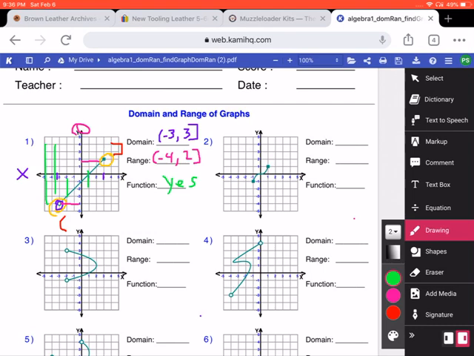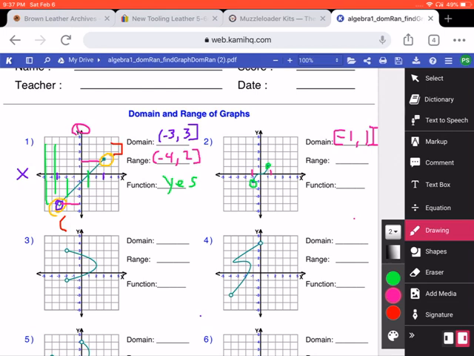Now let's look at this one over here at number 2. If we're looking for our domain, we see that on the x-axis it goes between -1 and +1. This time, when we look at our dots, we can see that they are both closed. So this time, when we put this in, we're going to put a bracket in front of both of these. So we're going to have -1, comma, 1, and then put the bracket.